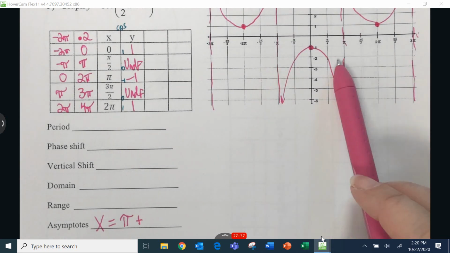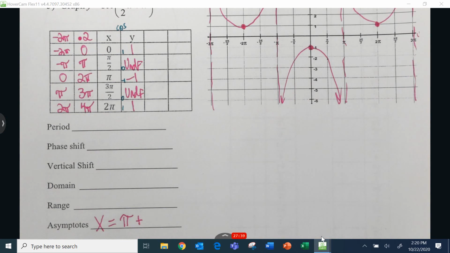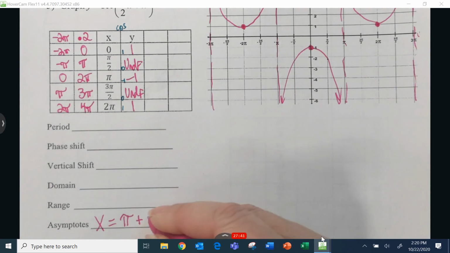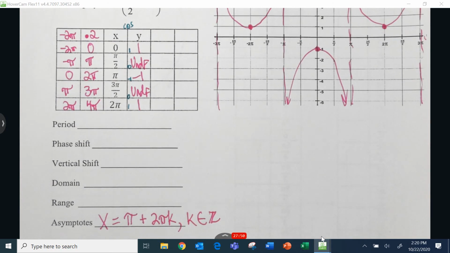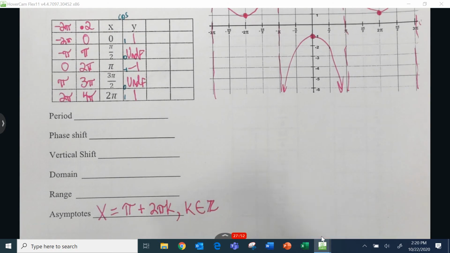How far apart are the asymptotes? 2 pi. So we're going to add 2 pi multiplied by k, where k is an element of the integers. I got my asymptotes. If I got my asymptotes, I can go ahead and write my domain.